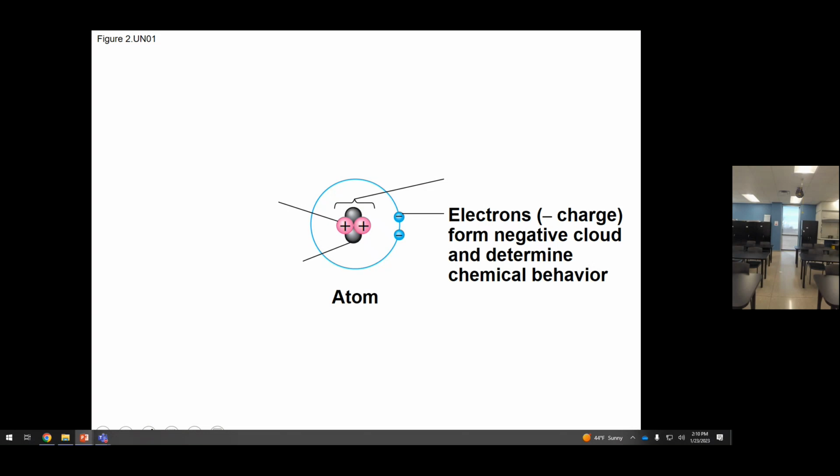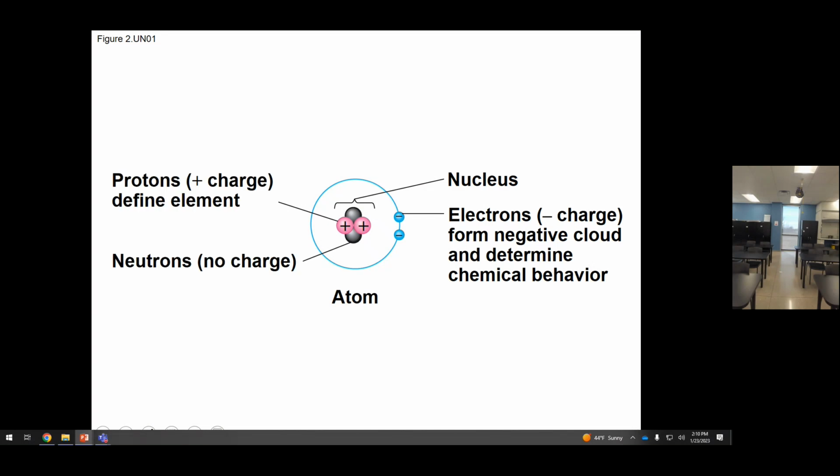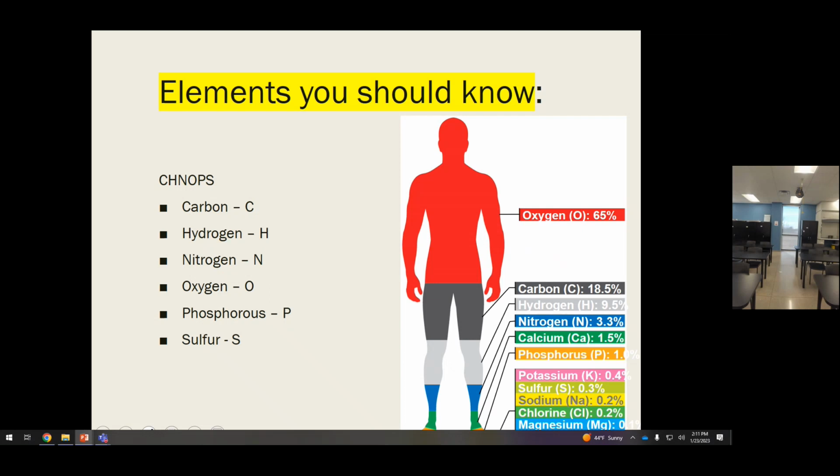Here is the structure of an atom. I just wanted you to have this visually for when you're studying. We've got the protons and the neutrons in the nucleus, and then the electrons orbiting the nucleus in this sort of amorphous cloud, a shapeless cloud of sorts.